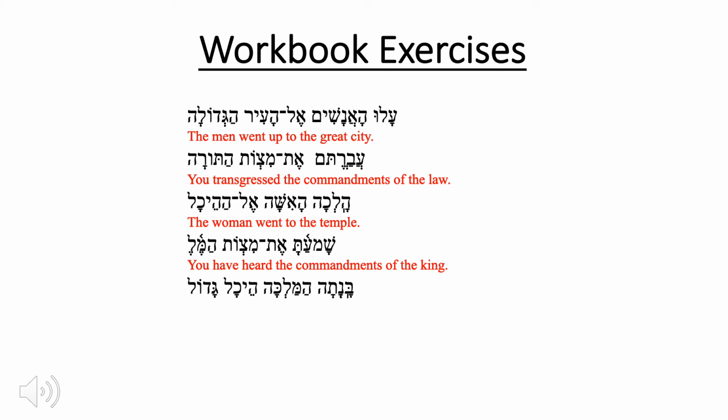Et, the direct object marker, and again, mitzvot, commandments, the commandments, definite because it is in a construct with hamelekh, even though kaf does not show up here because my computer, for whatever reason, does not like the letter kaf and refuses to print it. So pretend that there's a kaf after the lamed segol, hamelekh, the king. You have heard the commandments of the king.